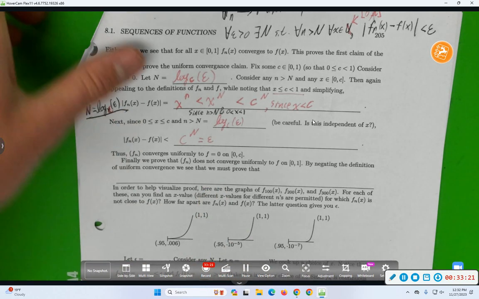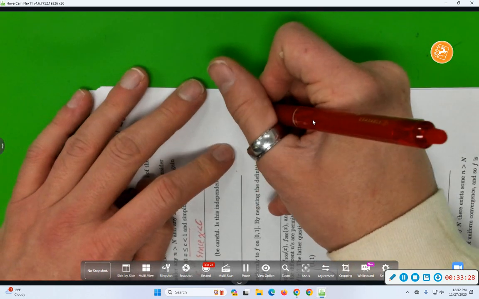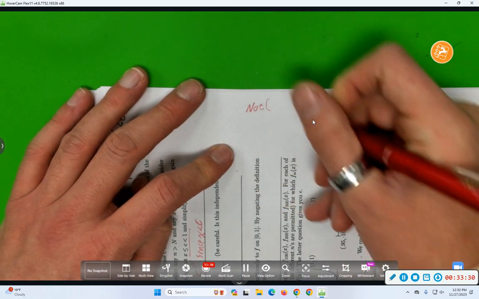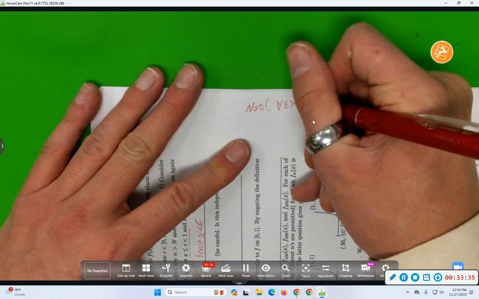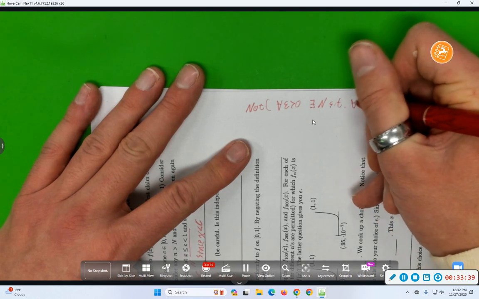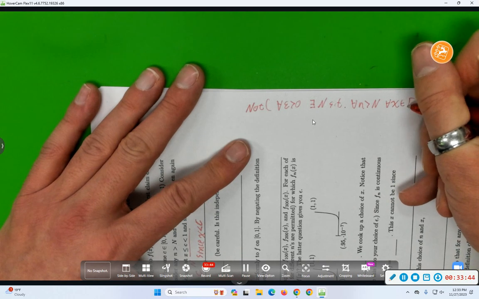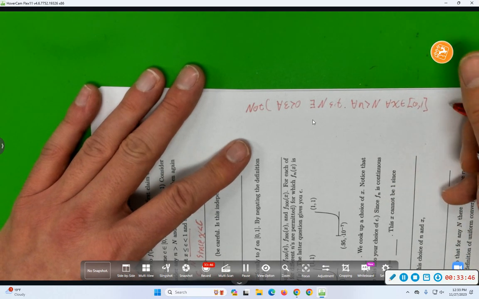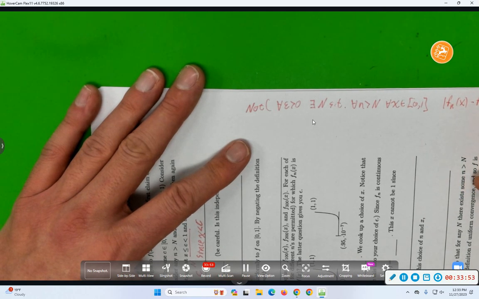I'll put the negated line right here, but maybe off to the side. Let's negate the definition of uniform convergence slowly. So I'm going to write "not," and then I'm going to put the definition of uniform convergence. For all epsilon bigger than 0, there exists a big N such that for all little n bigger than big N, for all x in the domain, the absolute value of f sub n of x minus f of x is less than epsilon.